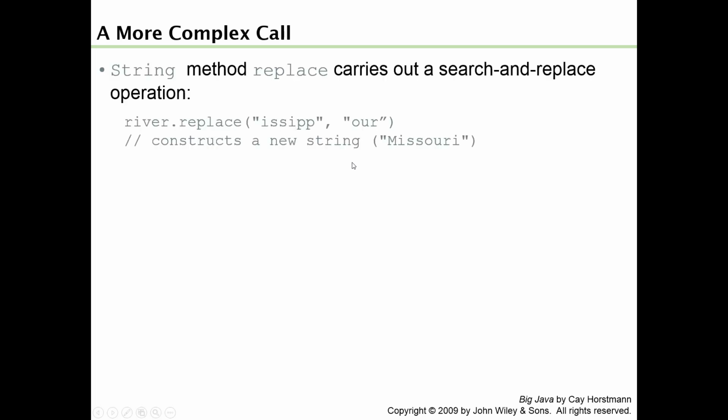Okay, so let's look at a little bit more complex method call. There's a method in the string class called replace. So a string method replace carries out a search and replace operation. Say you're trying to turn Mississippi into Missouri, so you say, well, go look in this larger string, river, and replace any string that looks like this with this, and then suddenly you've turned the river from the Mississippi River into the Missouri River.